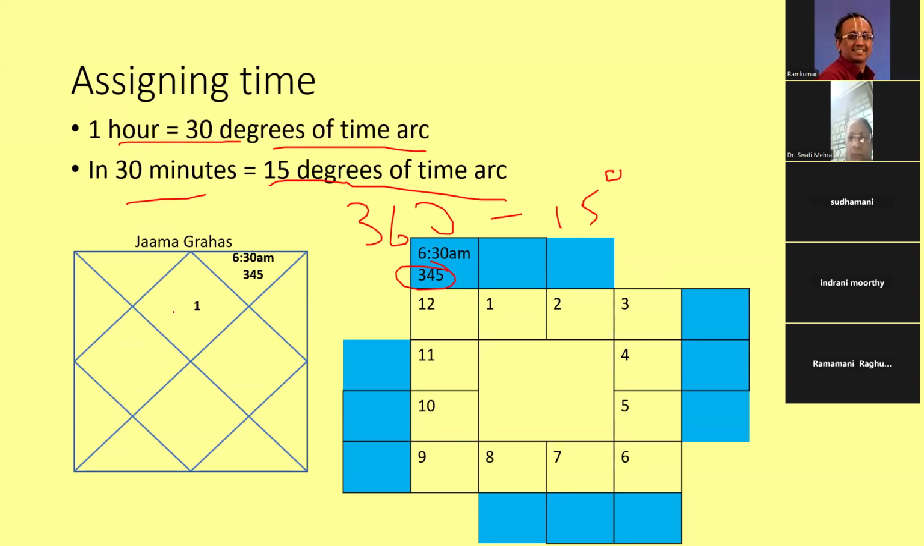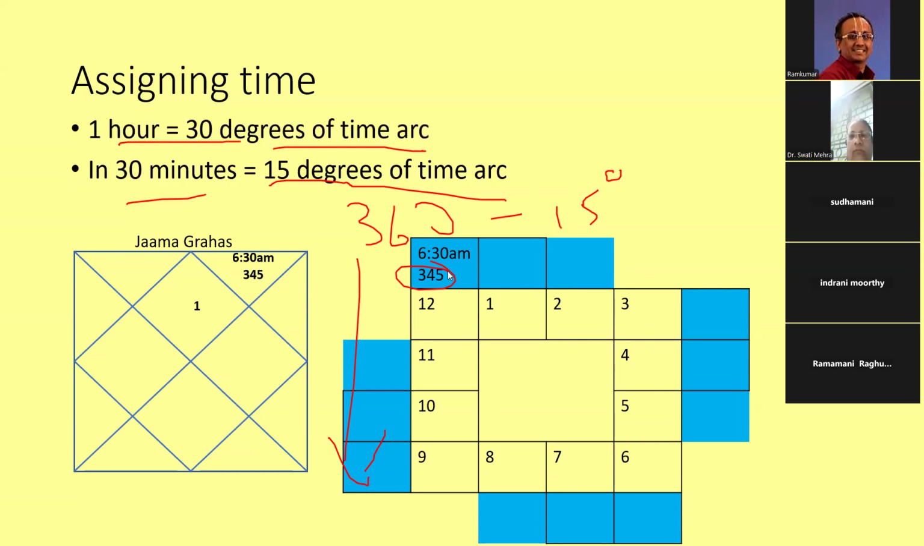Is this clear? Simple. At 6 a.m. it was at 360 degrees. In half an hour, it would have traveled 15 degrees. Because it is going anti-clockwise, anti-zodiac, I am saying 360 minus 15 degrees. I am getting 345 degrees.